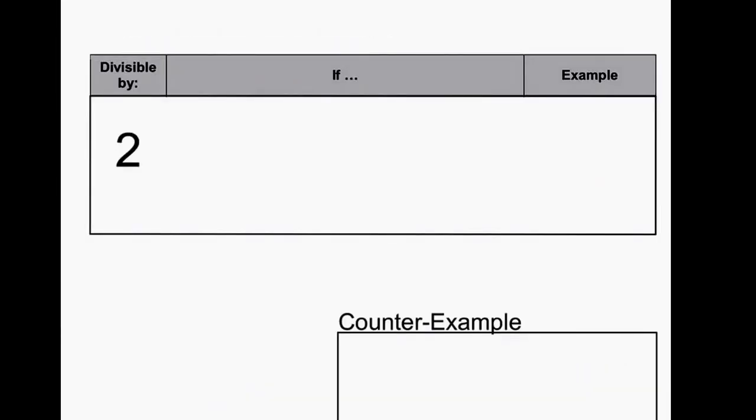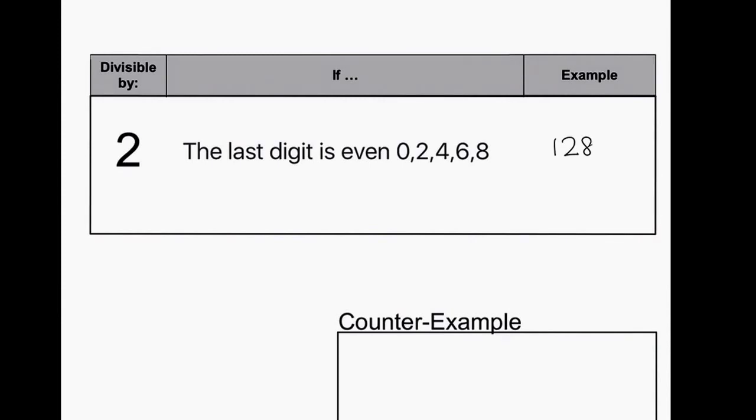First up, divisible by 2. That means when we divide by 2, it will be completely divisible without any remainder. How do you know whether a number can be divided by 2? Very simple. Just see if the last digit is even, which is 0, 2, 4, 6 and 8. One good example is 128. As you can see, the last digit is 8.